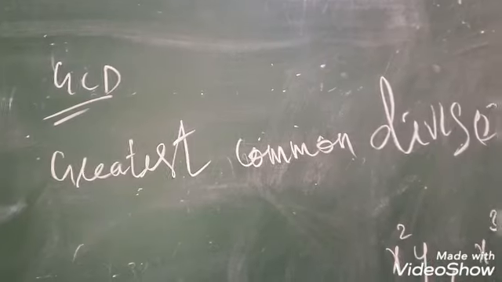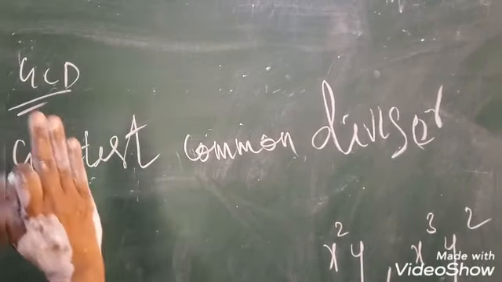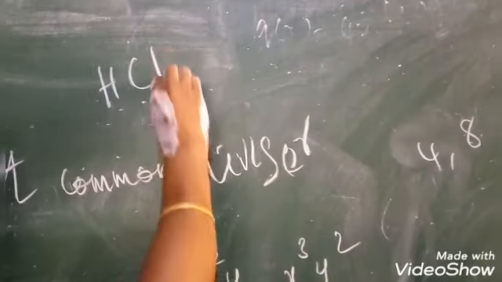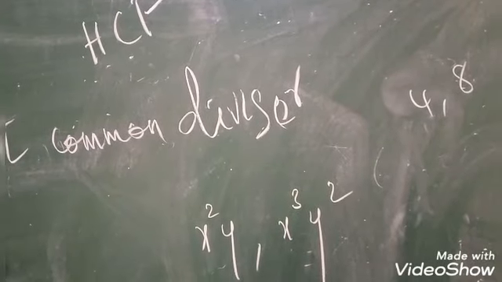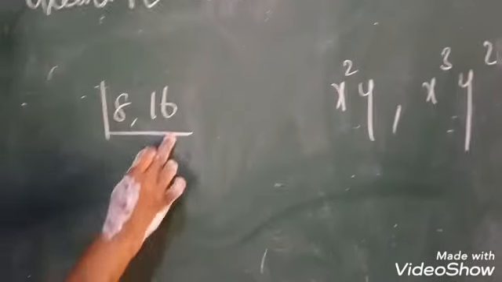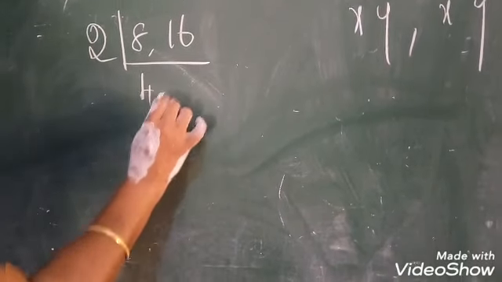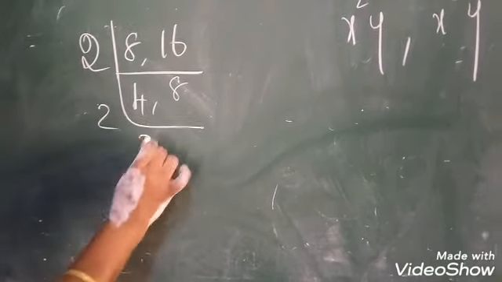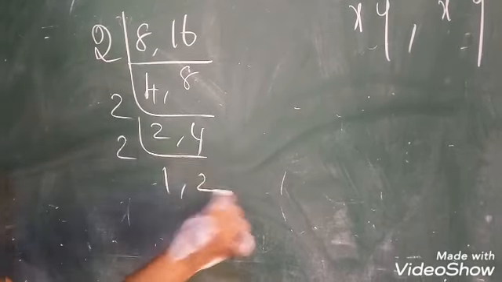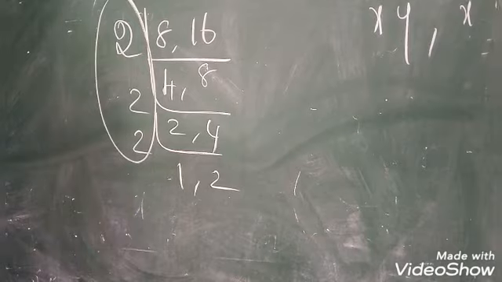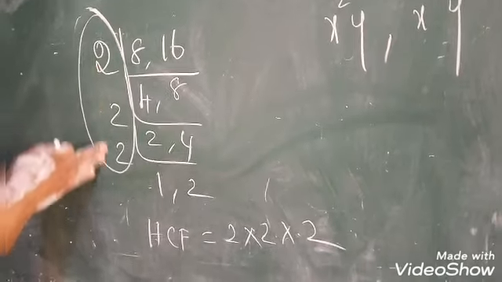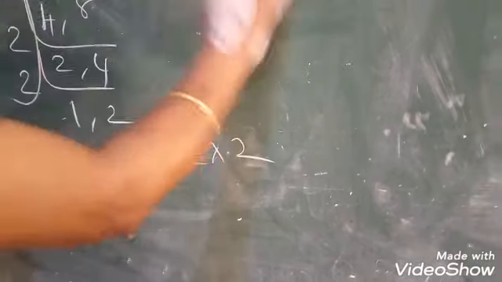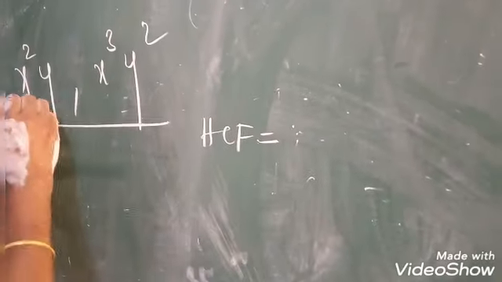See, girls, now we are going to see GCD. GCD means greatest common divisor, or otherwise HCF, highest common factor. How do you find that? In the earlier classes you have studied, here 8 and 16, 2 numbers are given. So we divide with the 2 table, 4, then here 8, here 2, here 4, again 2 table 1, 2. These are the numbers alone we have to take for HCF. HCF means 2 into 2 into 2. The common divisor alone we have to take. The same way we take variables. For HCF or GCD, see the common variables.